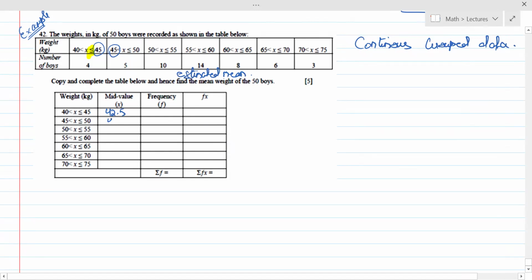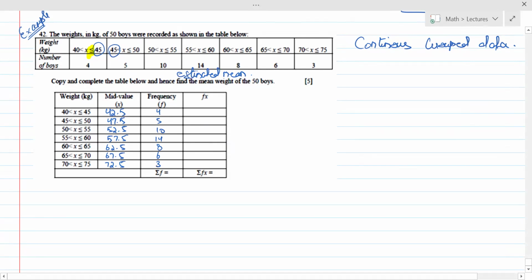45 and 50, that's 47.5. That's 52.5. That's 57.5. And 62.5, 67.5, and 72.5. These are the mid values. And frequencies, these are 4, 5, 10, 14, 8, 6, 3.